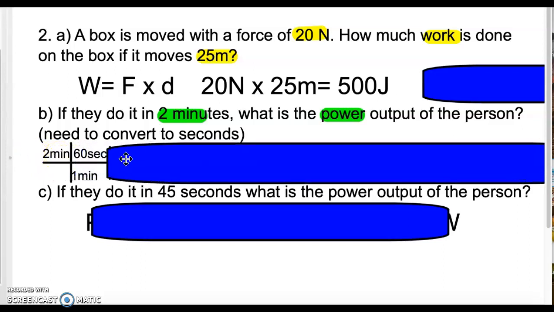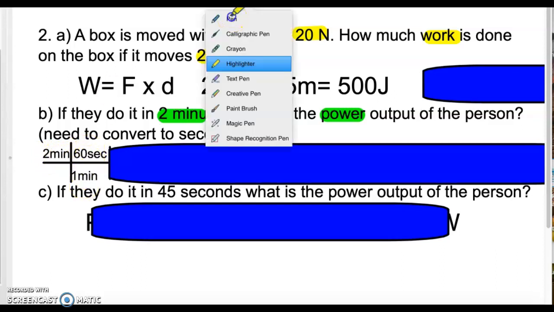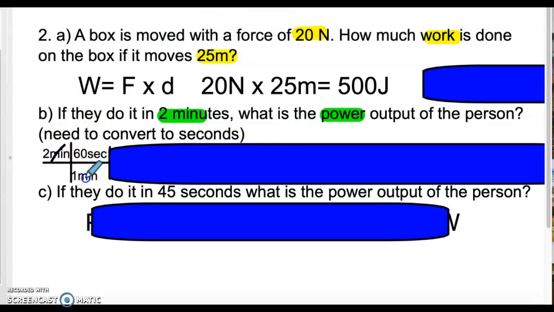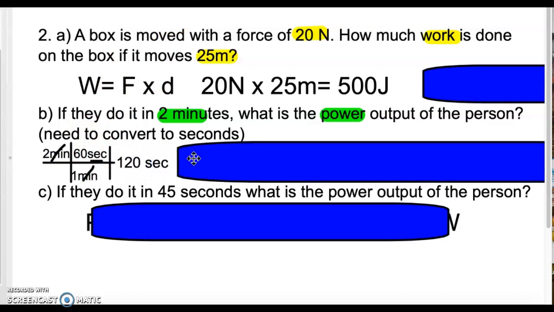Well, there's 60 seconds in a minute. So you put the 60 on top and the minute on the bottom. So you can cross off minutes, and now you have seconds left. So you just take 2 times 60, and that's how many seconds is in 2 minutes. So that's 120 seconds. Okay, so now that we have converted into seconds, we can now do our problem.